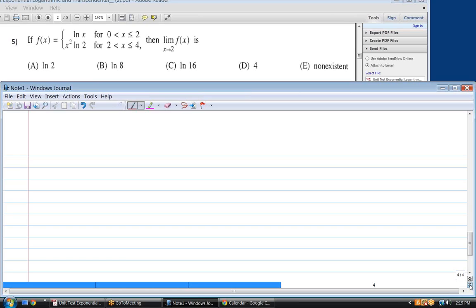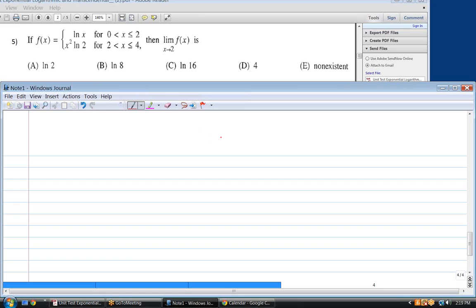The limit as we approach 2 from the left has to be the same as the limit as we approach 2 from the right, or else the limit at 2 does not exist. So let's check that immediately, because we have a non-existent option on there. What is the limit as this approaches 2 from the left?